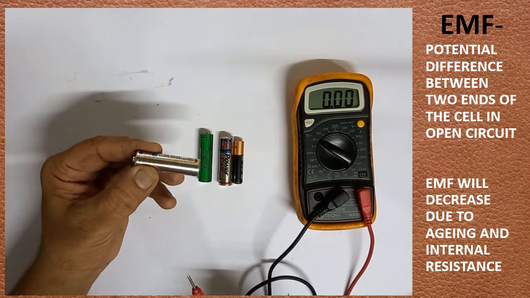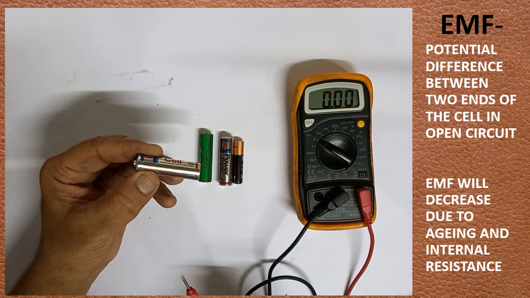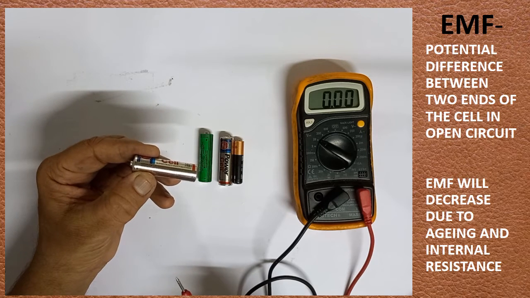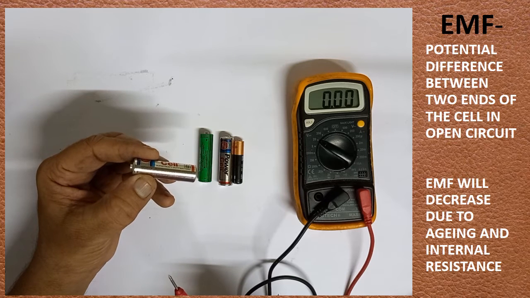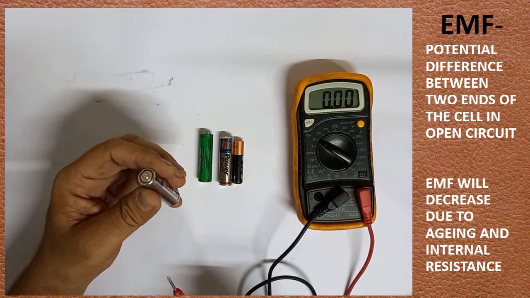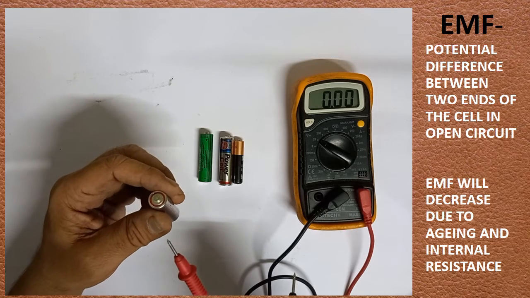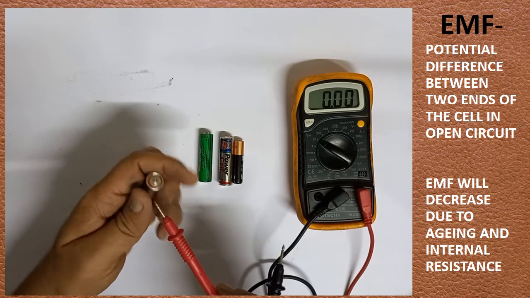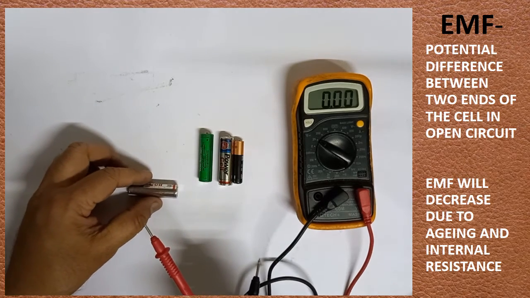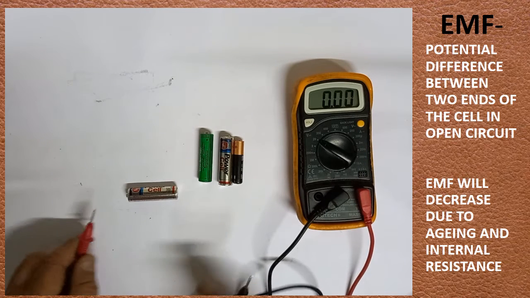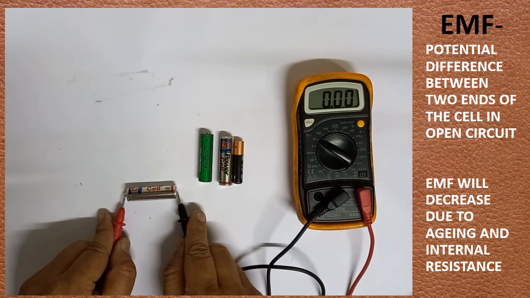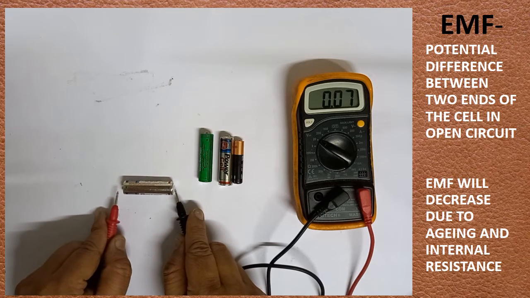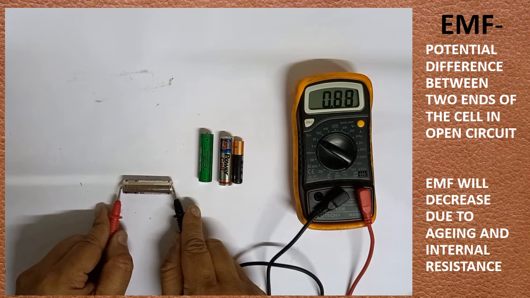Usually this kind of cells are available in the market. In the case of a fresh cell, the original EMF is how much? 1.5 volt. That is the original EMF of the cell. Let's measure what is the EMF of the cell now. So we have to keep it like this. The positive end and negative end both have to be connected with the probe. Look at that. The EMF of the cell is 0.88 volt.